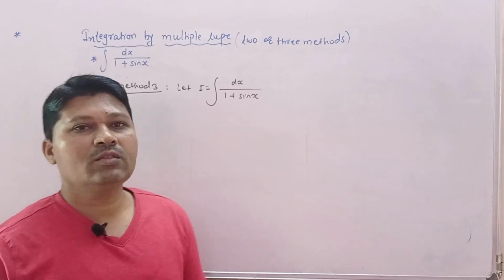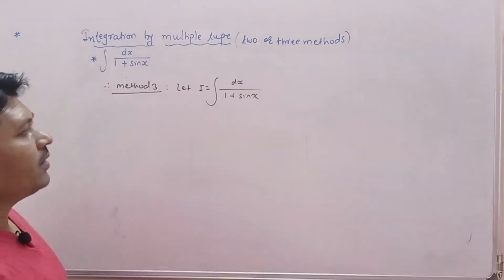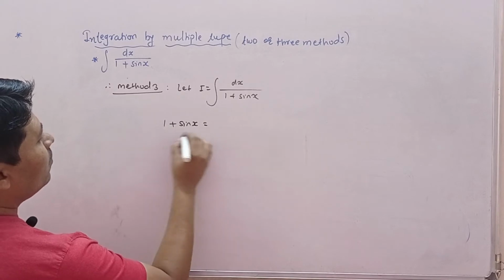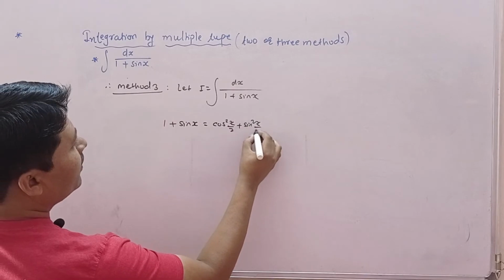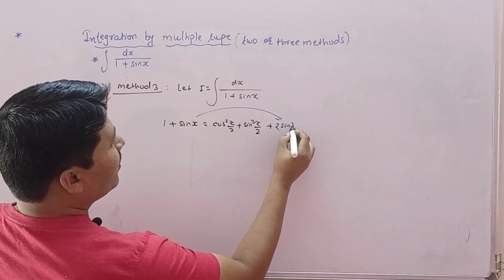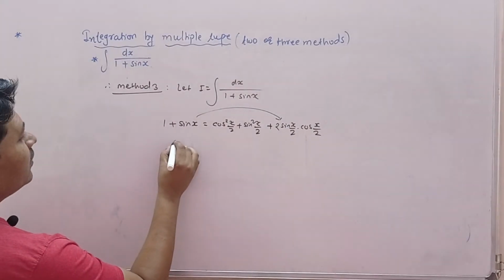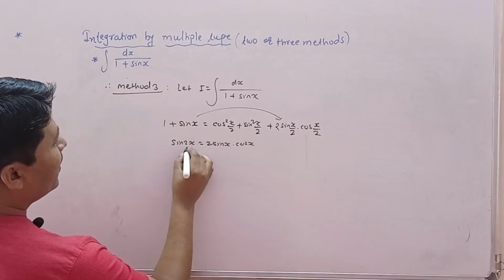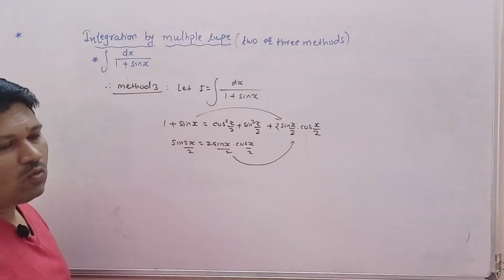Now we start the third method. Let I is equal to the integration of dx upon 1 plus sin x. I can simplify this term 1 plus sin x: 1 is equal to cos square x by 2 plus sin square x by 2, and sin x is equal to 2 sin x by 2 into cos x by 2, using the sin double angle formula, the half angle formula 2 sin x by 2 into cos x by 2.